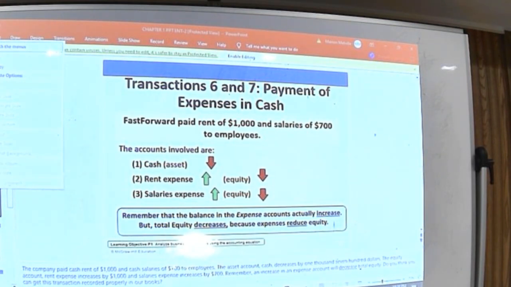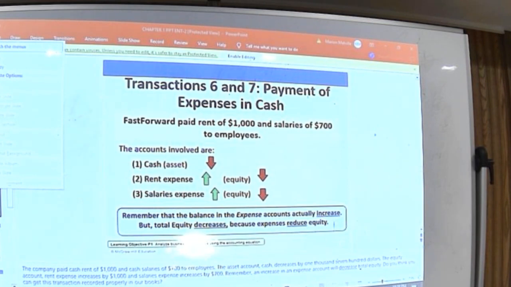Salaries of 700. So we're going to decrease our cash. You have to pay cash for the rent. You have to write a check, and then of course we have to pay our employees 700. So our cash asset goes down by 1,700.